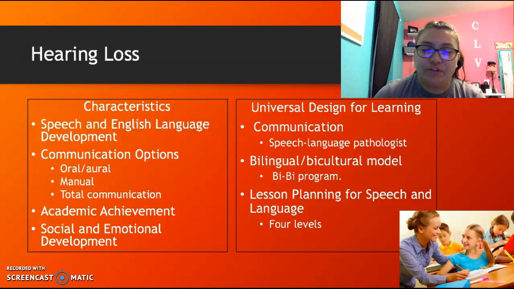One of three approaches is used to teach communication skills to students with hearing loss: oral, manual, and total communication, as you see on your screen.